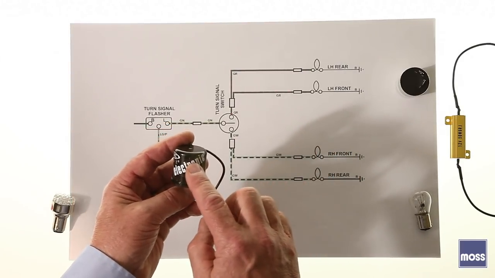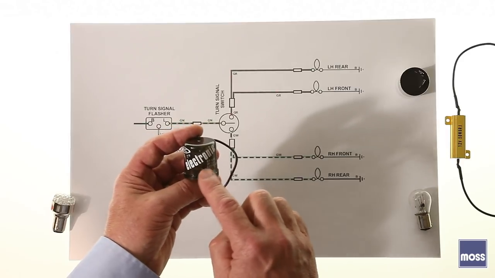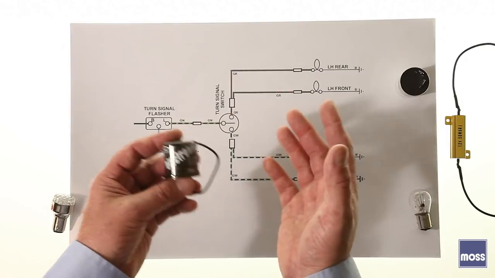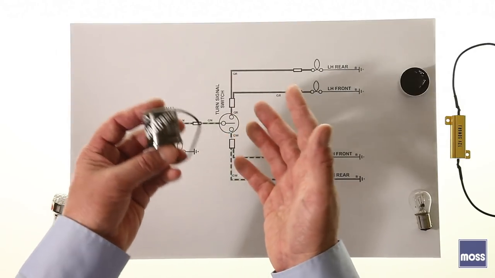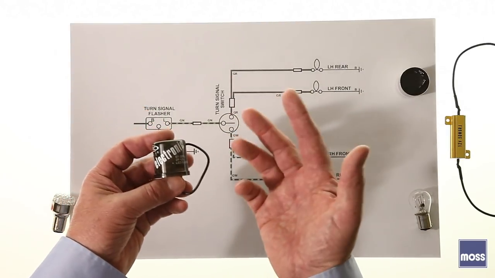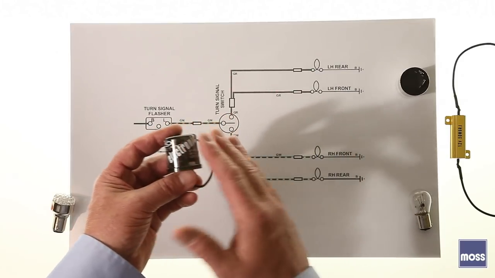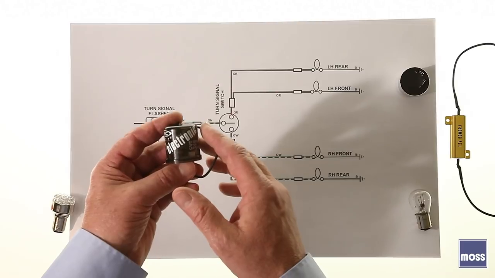And since electronic flashers are not dependent on the current demands of the bulbs, they work well even when the current demand varies. If a conventional bulb in your car fails, there's less draw, or if you add a lamp or a trailer to your car, you get more draw. In most cases, electronic flashers will continue to work as they should.